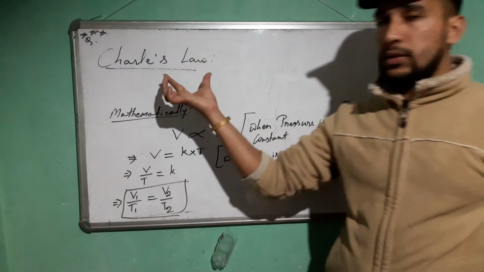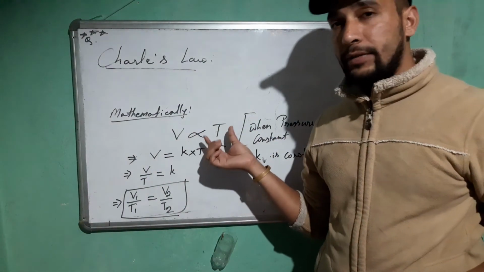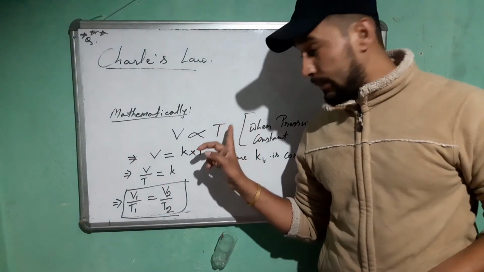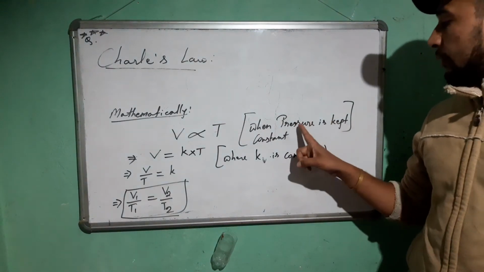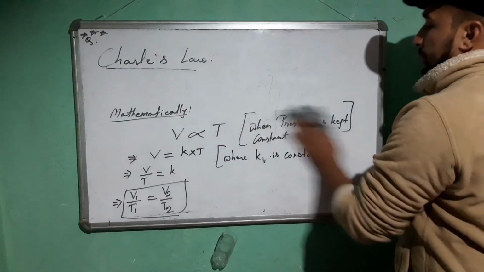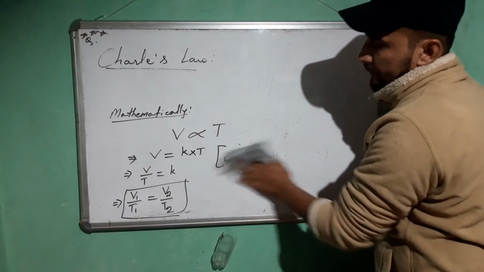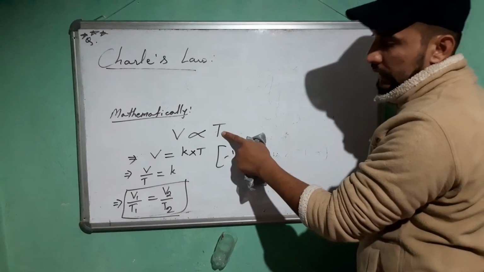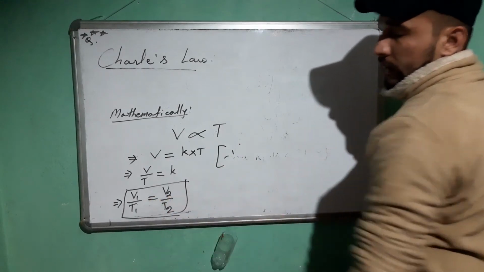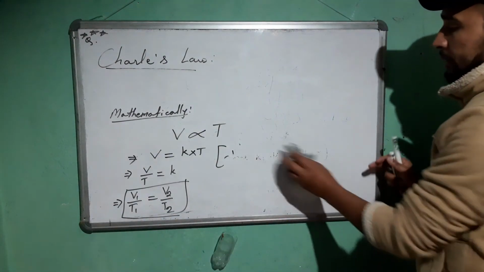For the statement of Charles law, you can refer to your book also. Charles law says that the volume of a given mass of a gas is directly proportional to its temperature, provided the pressure of the gas is kept constant. Mathematically, V is directly proportional to T. From here you can derive this relation. The exact form of Charles law is this. I have put it within the box.